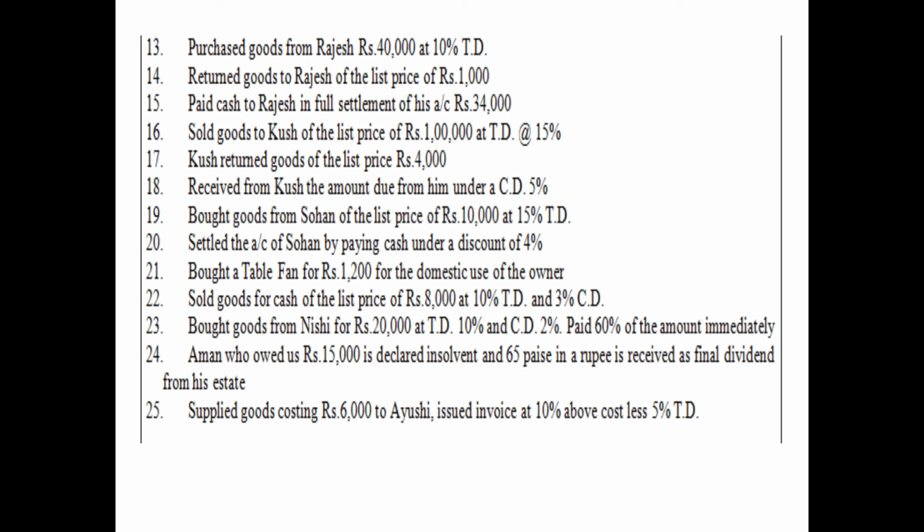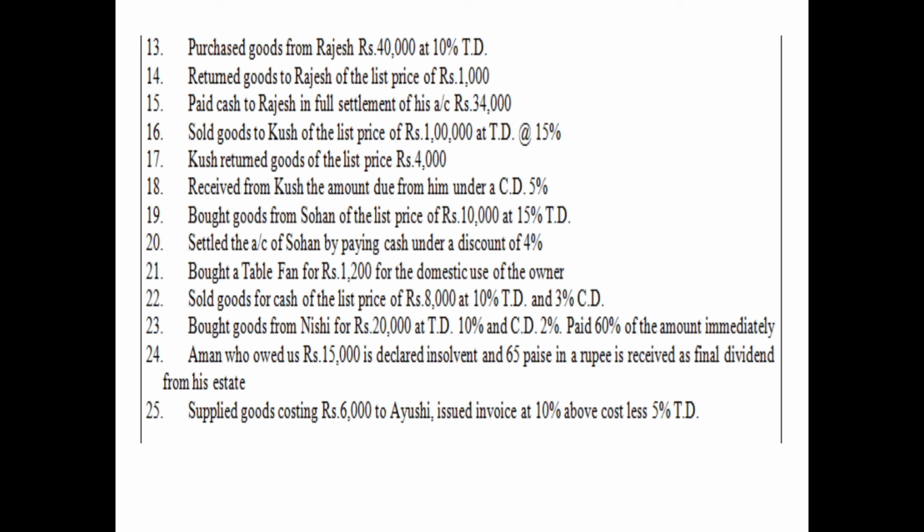So coming back to the point, Aman, who owed rupees 15,000, is declared as insolvent, and 65 paise in a rupee is received as final dividend from his estate. 65 paise in a rupee means 65%. It is just a way of saying, because a rupee has 100 paise. So 65 paise in a rupee means 65%.